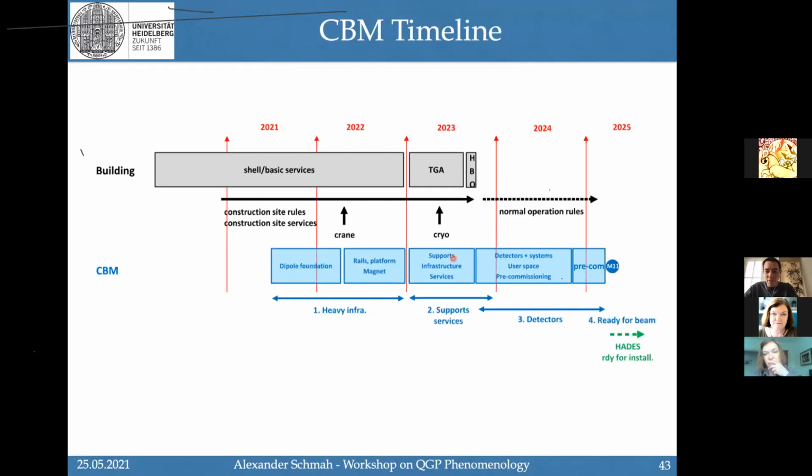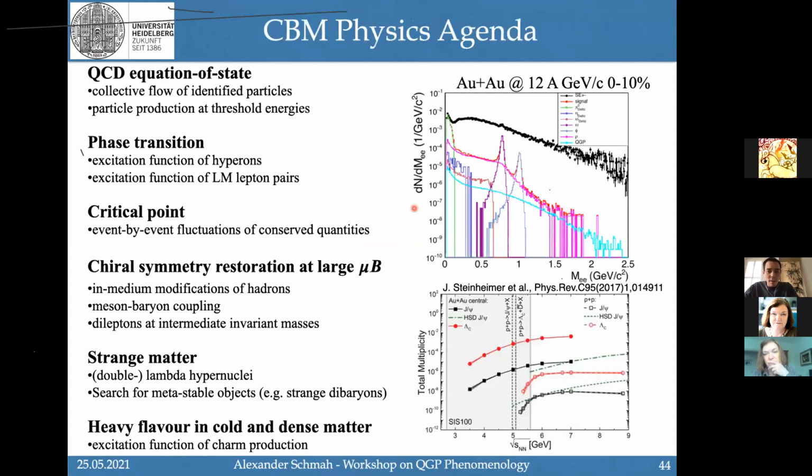You see here's a timeline. It will start in 2025 to 2027. And the physics agenda is about a phase transition, a critical point, chiral symmetry restoration at large baryon chemical potential. So that's why it can reconstruct dileptons and also dimuons, strange matter, so double lambda hypernuclei. And they even discuss heavy flavor production at those energies.